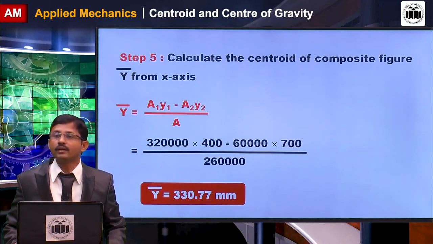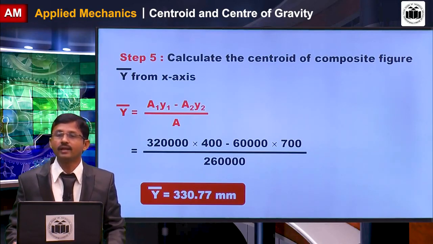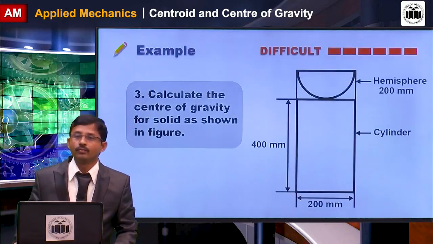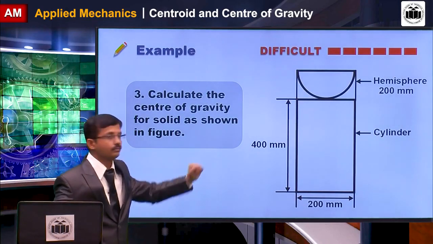Then you have to calculate the centroid of the composite figure from the x-axis, that is y bar, (a1 y1 minus a2 y2) divided by area. So you will get y bar as 330.77 mm. Then we will see the next problem. So this is your next problem.